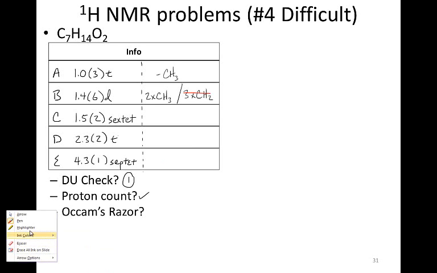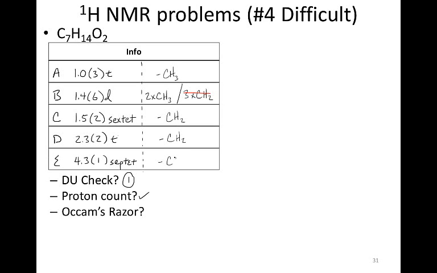Okay, so next along the line is the C peak that integrates to 2, so this is more than likely going to be a CH2. And then the next one along the line is going to be the D peak, which is again probably going to be a CH2 because we have an integration of 2. And then finally peak E shows up as an integration of 1, so we're more than likely going to have a CH group. Okay.